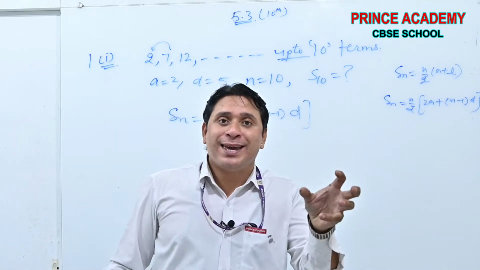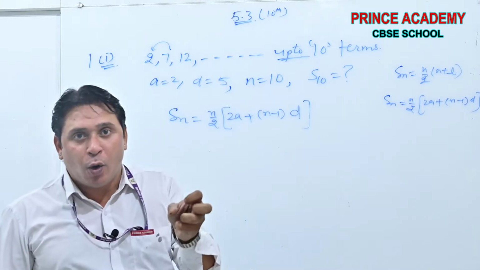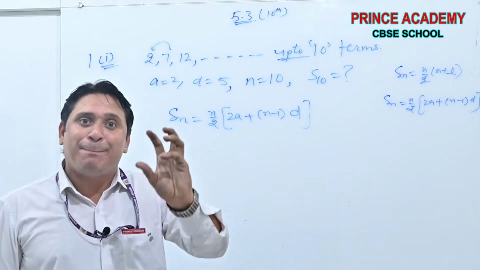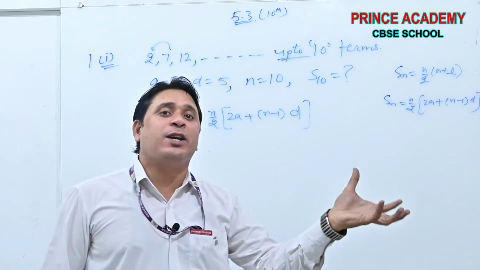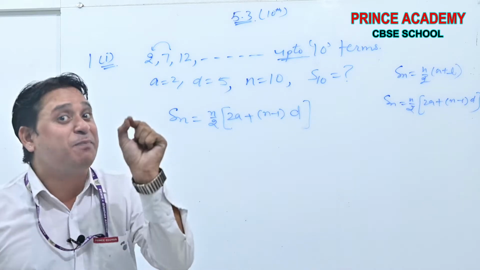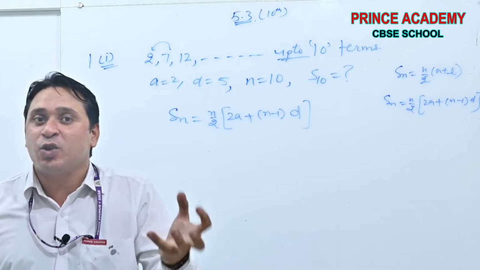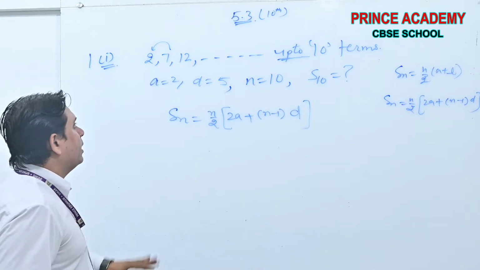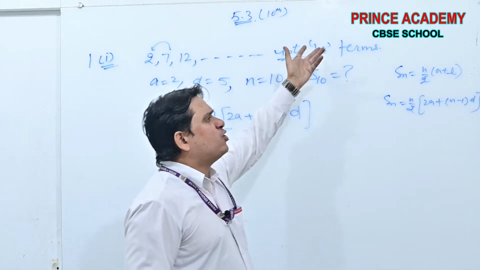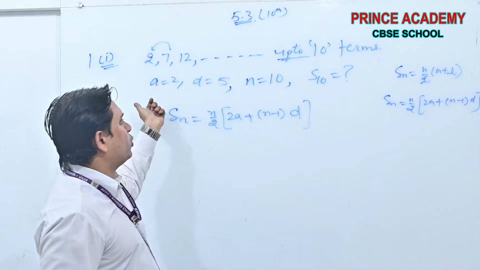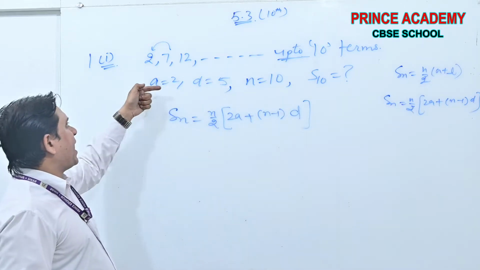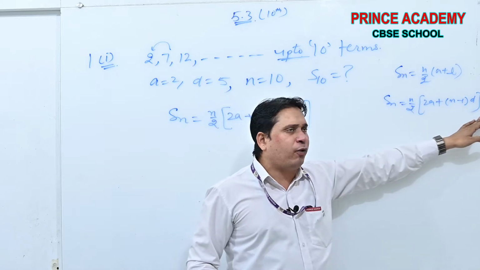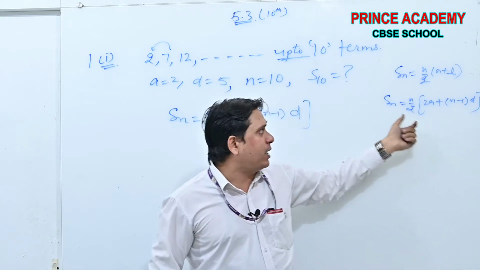Now see, which form is more comfortable? By practice, it will automatically set in your mind. As you practice, you make yourself perfect in such kind of concept. Okay, don't worry. Here an is not given, right? That's why I use the second form. Directly a, d and n. We have the values of all the variables, so we will put them here.